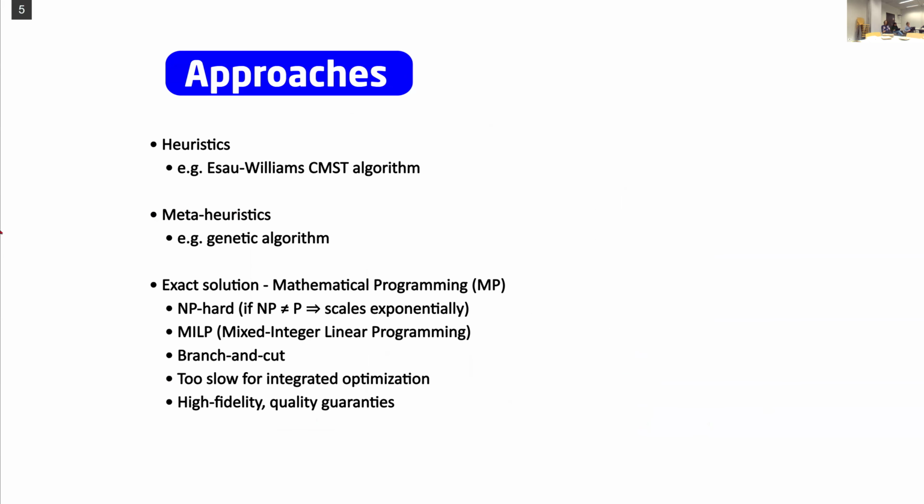So there are some approaches for this problem. There are heuristics, which are fast, but the solutions, you hope they are good, but they don't have any guarantees of quality. Metaheuristics usually give a bit better quality, but still it's not knowable how close to the optimal you are, and it can take a bit more time as well.